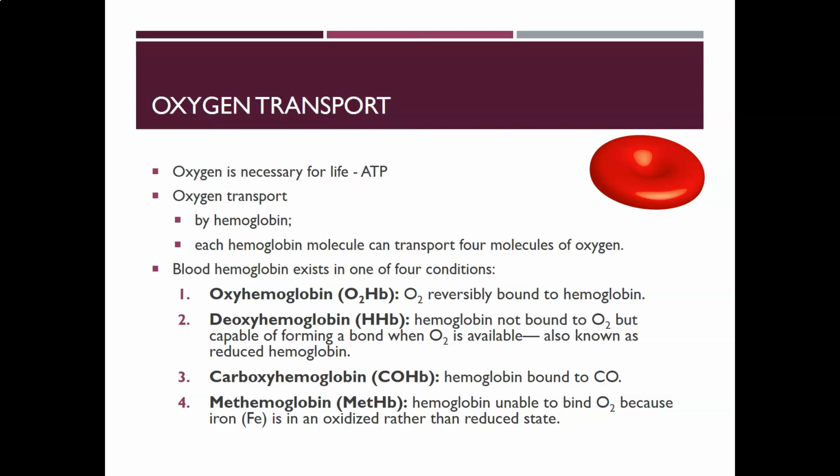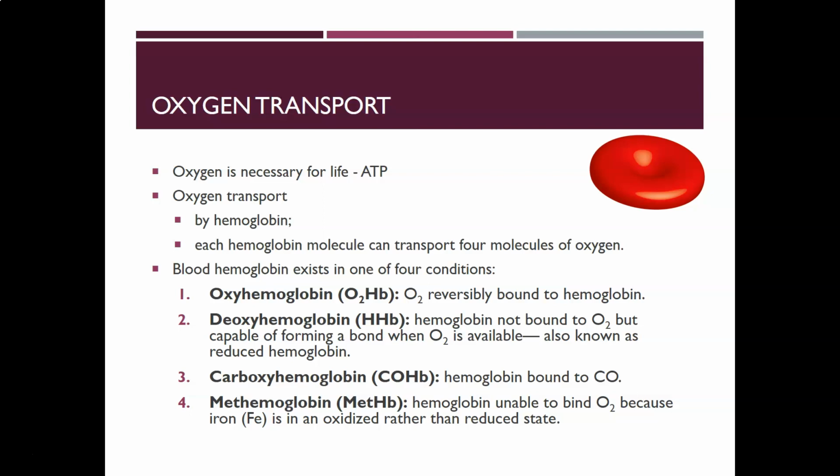Oxygen is transported by hemoglobin. Each hemoglobin molecule can transport 4 molecules of oxygen because it has 4 globin chains, and each globin chain has 1 heme molecule, and 1 heme molecule will carry 1 molecule of oxygen. Blood hemoglobin will exist in 1 of 4 conditions. You have oxyhemoglobin, which is hemoglobin with oxygen reversibly bound to it. You have deoxyhemoglobin, which is hemoglobin that is simply not bound to oxygen, but could bind oxygen. So it's also known as reduced hemoglobin.